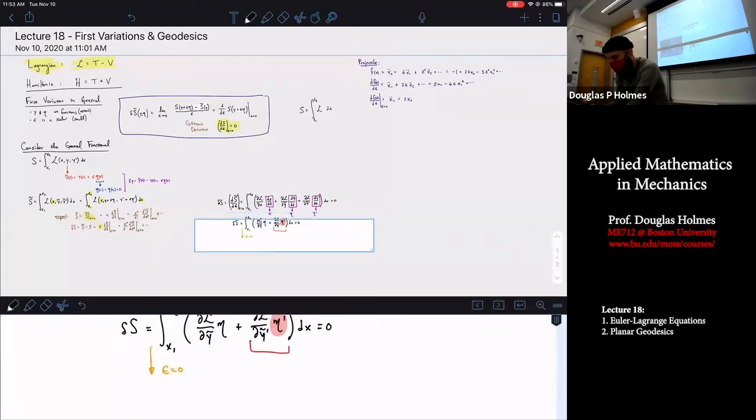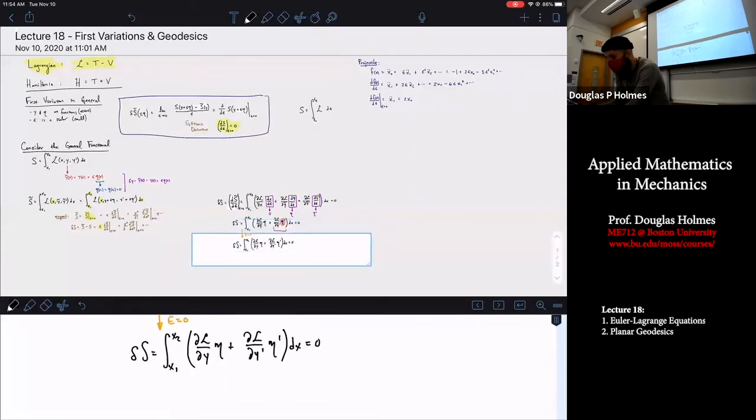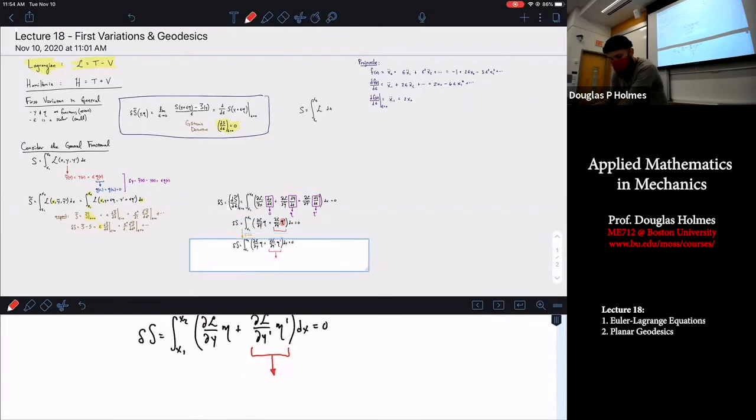And like I said, this doesn't change your math, except it's going to get rid of all those tildes, and we don't have to work in that perturbed space anymore. But evaluating this at epsilon equal to 0 gives us the derivative of the Lagrangian with respect to y times eta, plus the derivative of the Lagrangian with respect to y prime times eta prime, dx, is equal to 0. Now we can integrate by parts. If you already did this, it won't change anything except getting rid of the tildes on your y's. If you didn't do this, let me show you what the integration by parts looks like.